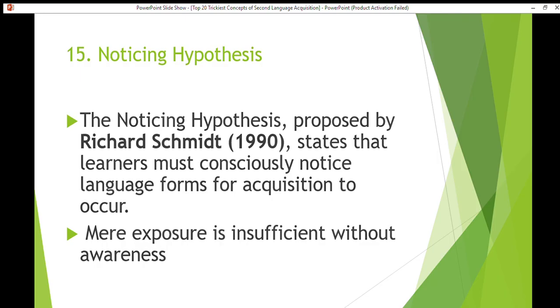The noticing hypothesis. The noticing hypothesis, proposed by Richard Schmidt in 1990, stated that learners must consciously notice language forms for acquisition to occur. Mere exposure is insufficient without awareness. Learners must notice language forms to learn them. A student notices that English questions start with do or does.